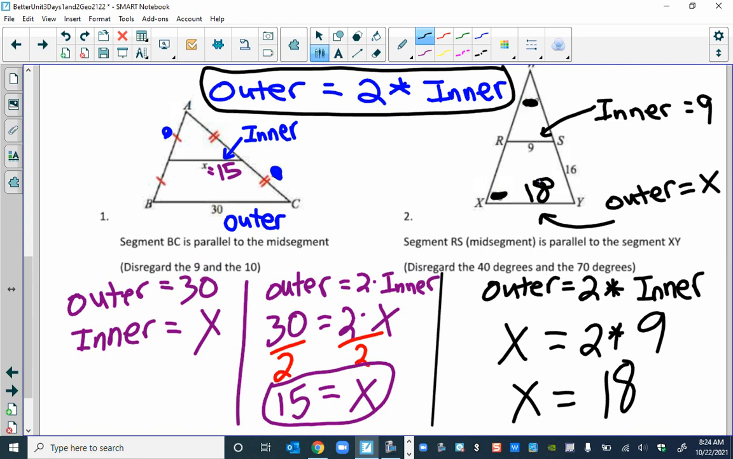That's really all you're doing here. You're either dividing by 2, if you're going from outer to inner, or you multiply by 2 if you're going from the inner to the outer. That's it. That's all that's going on here. So far, any questions? So that's our magic number. All right. Ready to move on? Any questions?